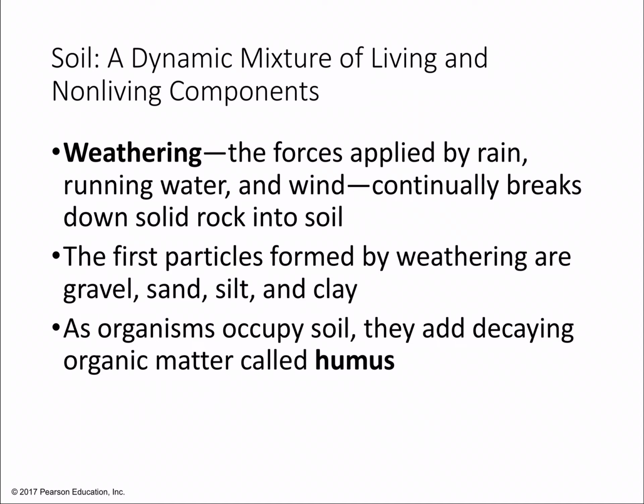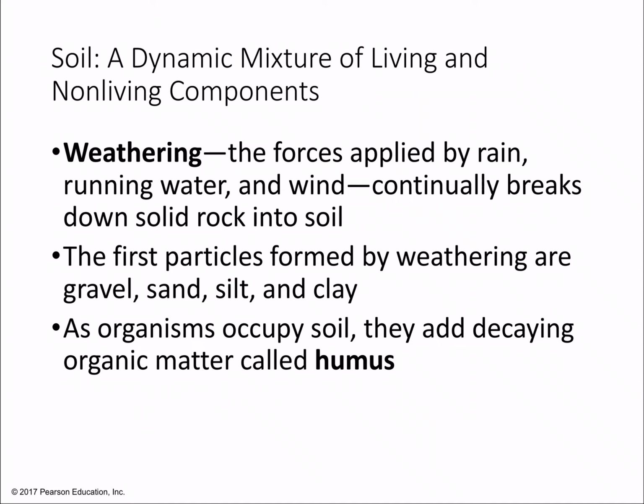So how do we get soil? Well, even sand is soil. Sand on the beach is soil. It's not great soil, and we'll talk about what makes soil good, but how we get soil is from weathering. Weathering essentially turns solid rock into sand, silt, clay, and continuously breaks it down. The first particles formed by weathering are gravel, sand, silt, and clay, and then as organisms begin to occupy the soil, it becomes more fertile and a really great source for the plants. As the organisms come in, they add a layer of decaying organic matter, and that is called humus.